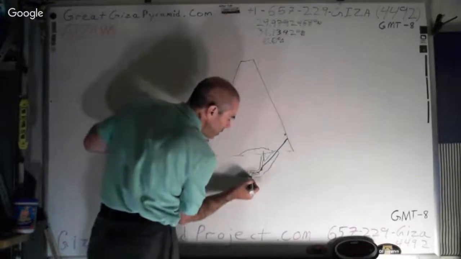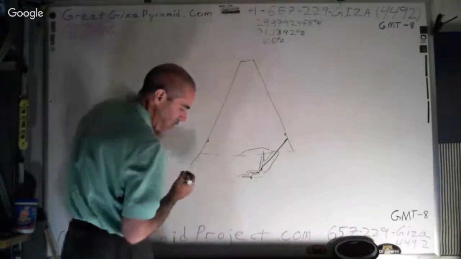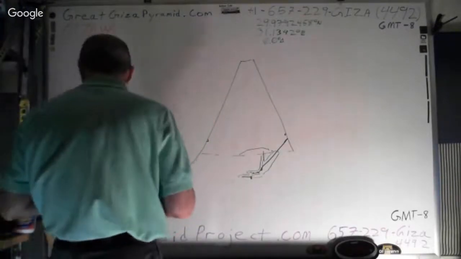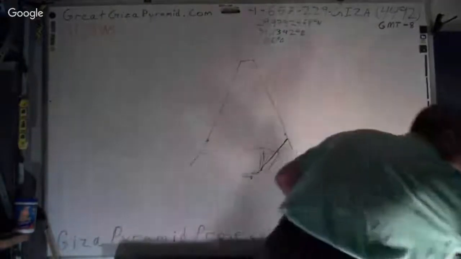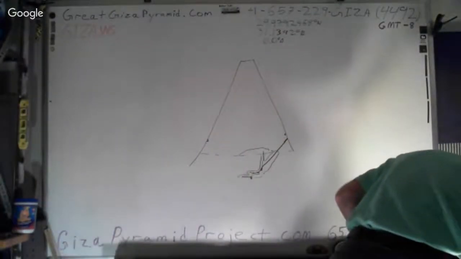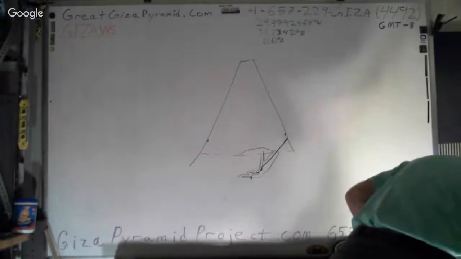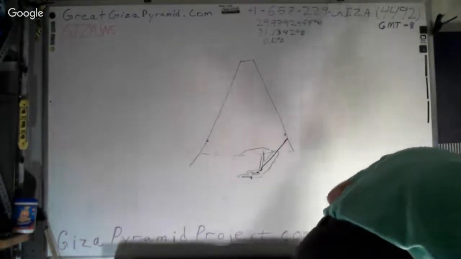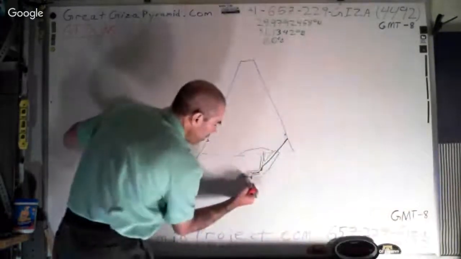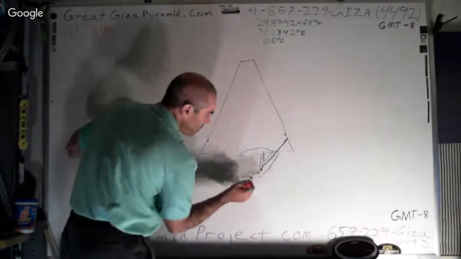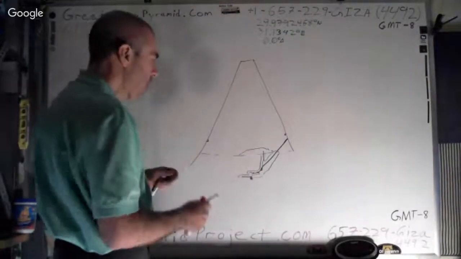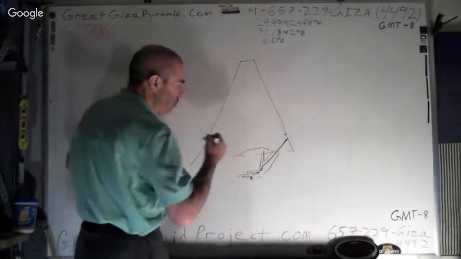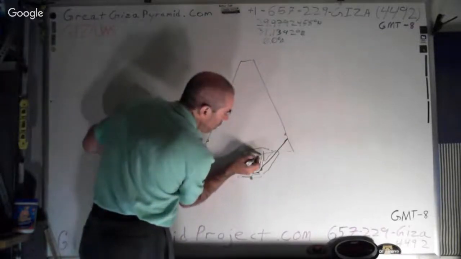with the exception of the pit in the subterranean chamber, which I should have colored pens for the sake of, I'm going to make this one green. And the other spot is the pit in the grotto.